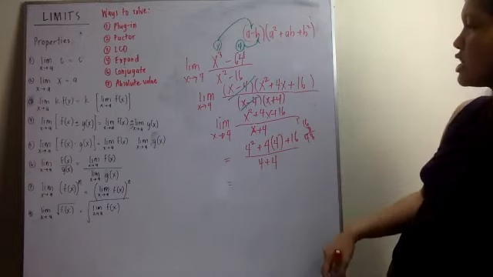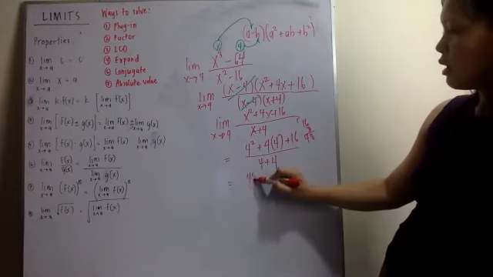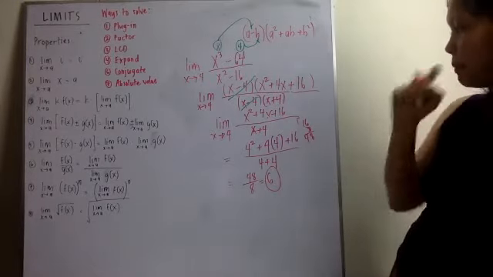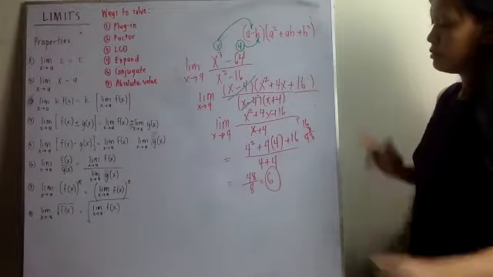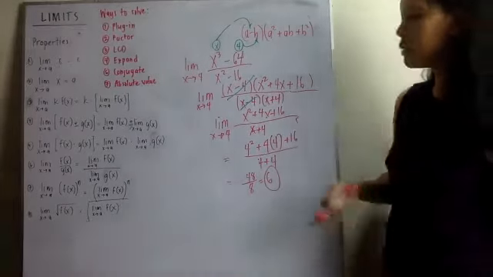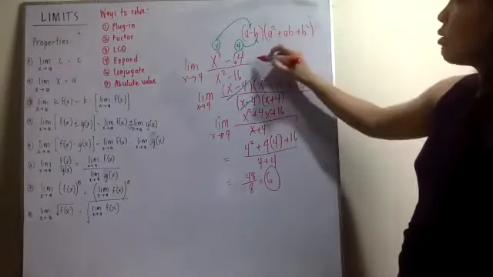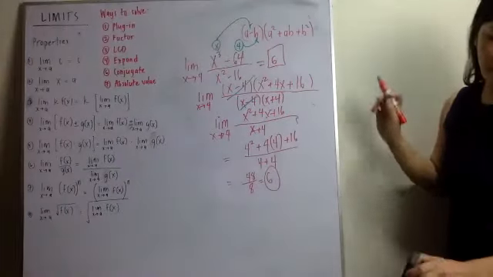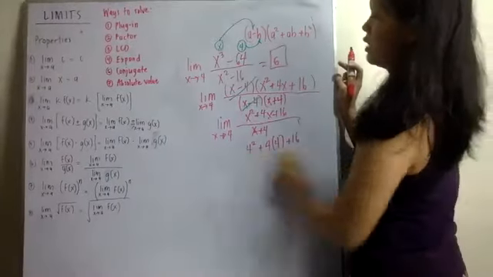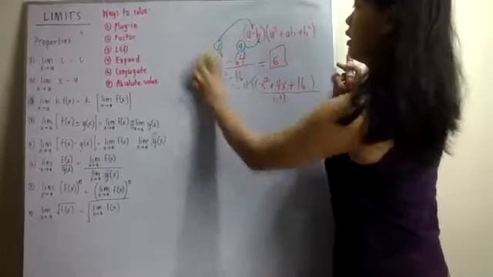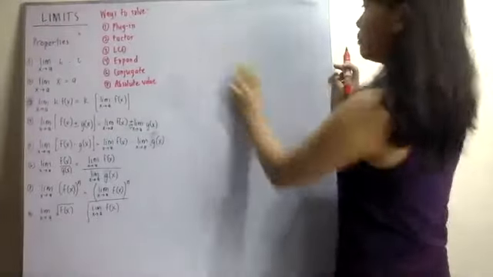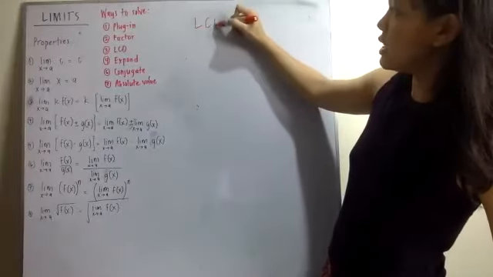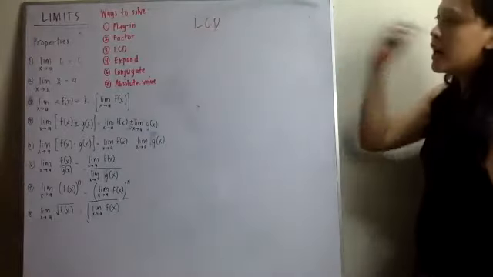Okay, itong nasa taas is 48 over 8 or 6. Okay? Correct ba yung arithmetic ko? So this is equal to 6 in your final answer. Okay. Now yung next method natin is yung getting the LCD. Solving limits by getting the LCD.